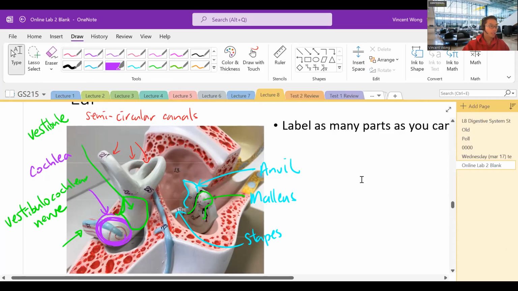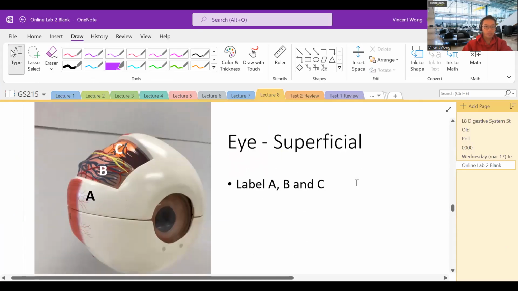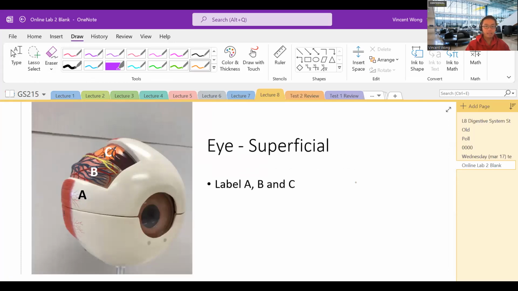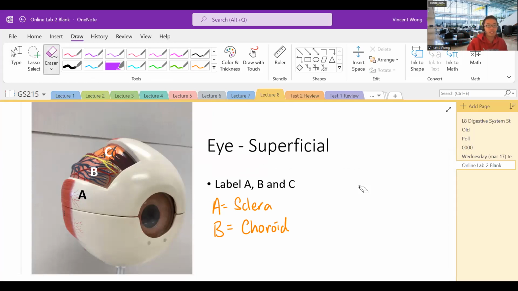I'm going to do the eyeball next. So we have the 3 layers of the eyeball right here, starting at A. A is the sclera. It's the white part of the eye. That's where the muscle is going to be attaching. B, that's the choroid, is the vascularized layer of the eyeball. You can see all the blood vessels in the model, right? Along with the nerves. And then C, that is the retina.